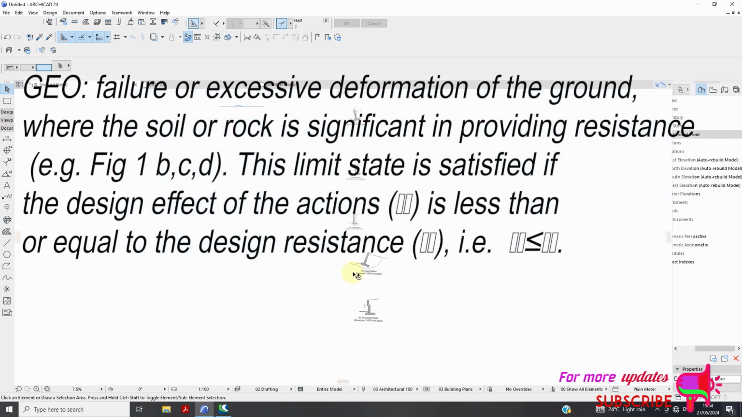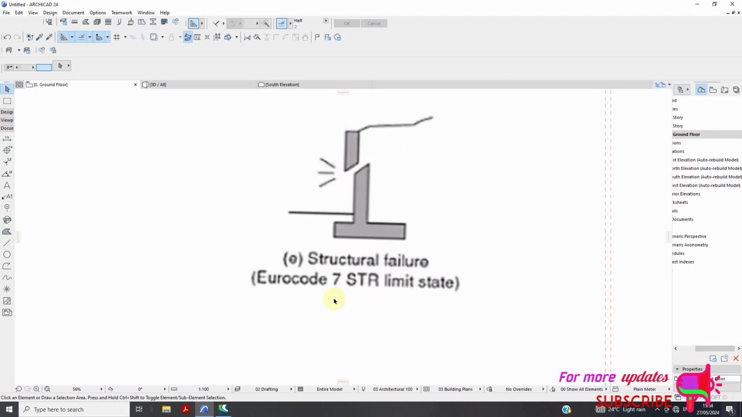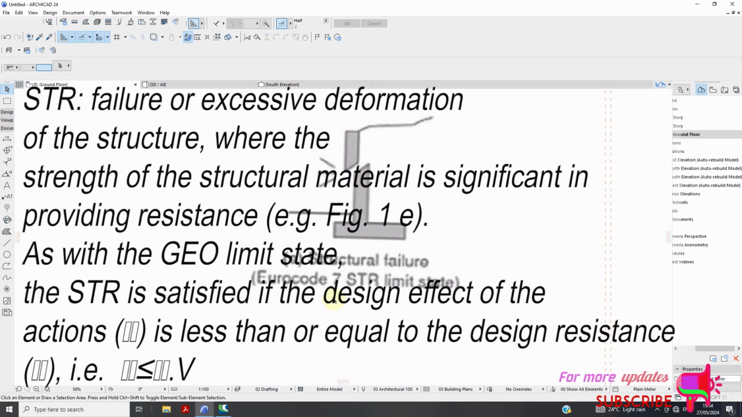So the other type of failure is structural failure. Structural limit state is failure or excessive deformation of the structure where the strength of the structural material is significant in providing resistance. As with the GEO limit state, the structural limit state is satisfied if the design effect of the action ED is less than or equal to the design resistance RD, i.e., ED should be less than or equal to RD.